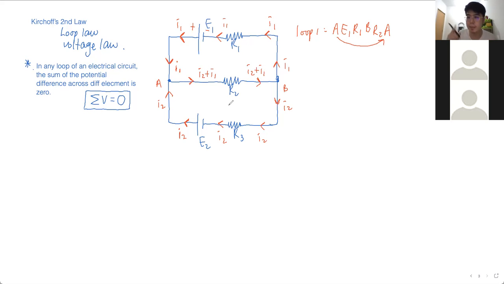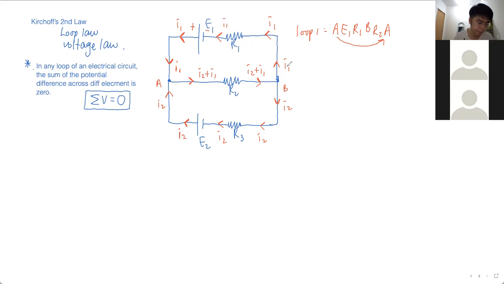So you can double check like this. I2 plus I1 goes to junction B, and they come out as I1 and I2. So this distribution tells me that so far it is correct. I will stick to this distribution of current. What is it that you need to remember again? Before you start Kirchhoff's second law, you do the first law first. Distribute the current.